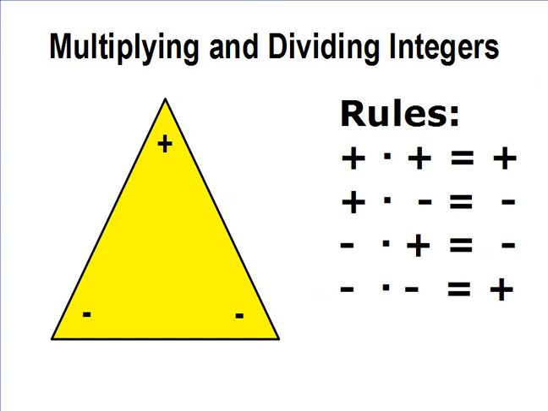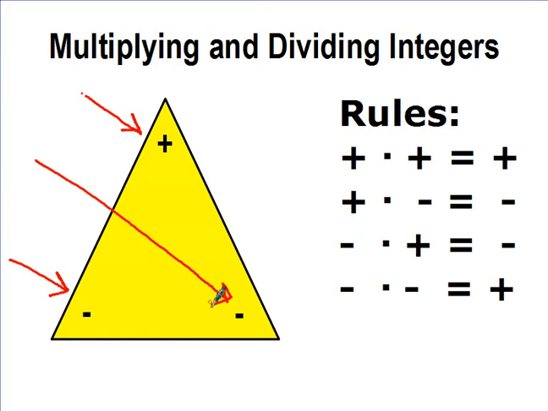Multiplying and dividing integers. This is a triangle that you can use to help determine the rules for multiplying and dividing integers. For example, if I have a negative times a negative, I know that the answer will be a positive. Let's look at it from another angle. If I have a positive times a negative, I know that the answer will be a negative.